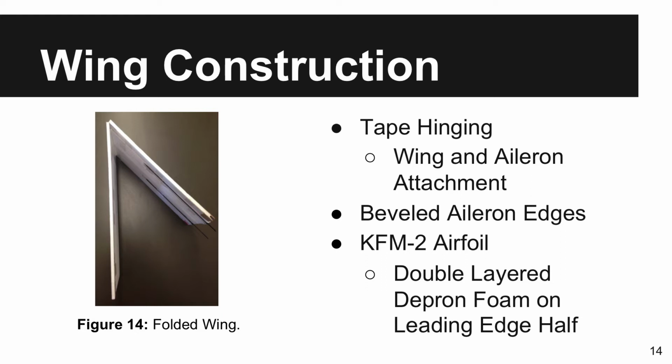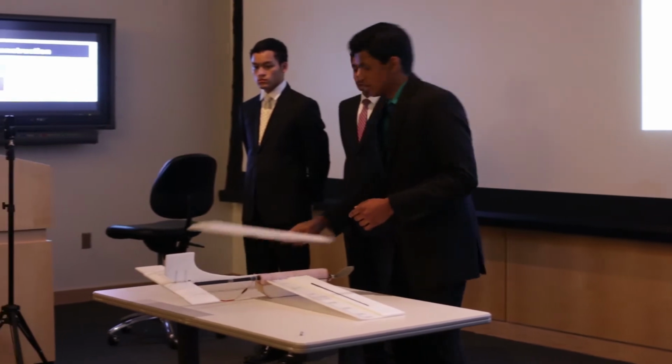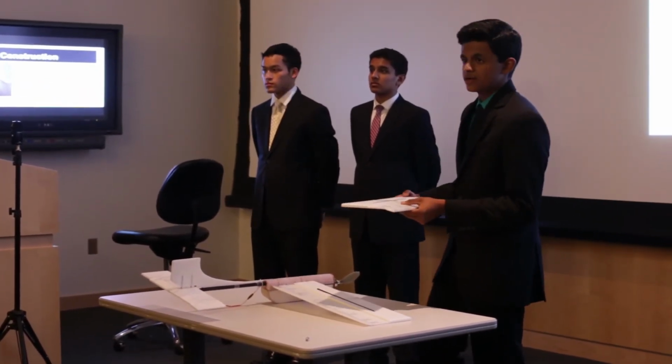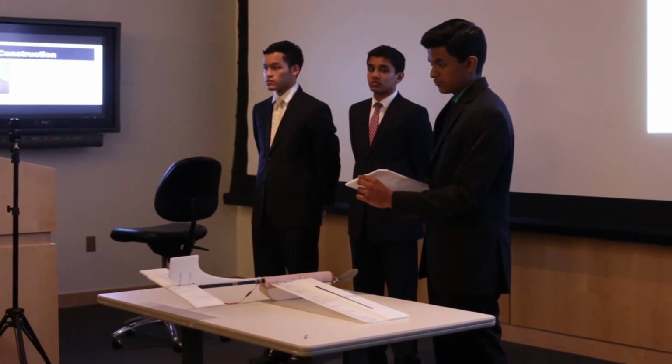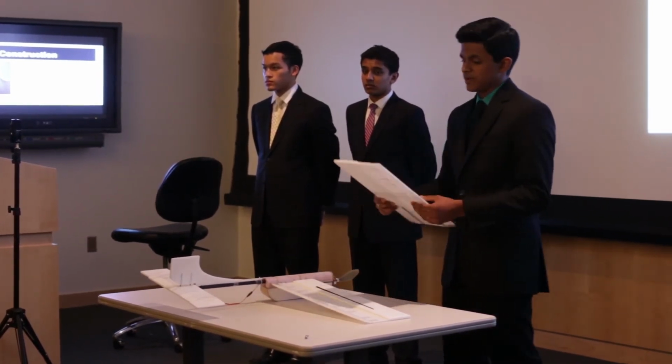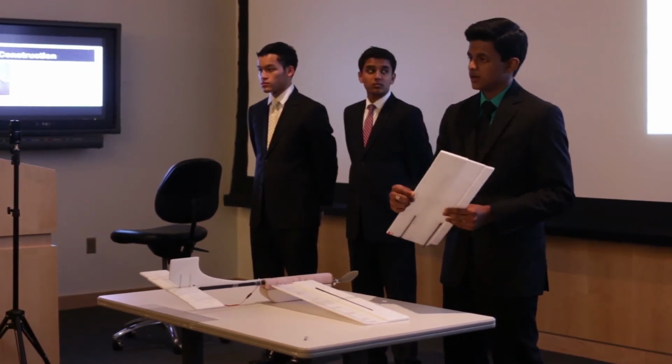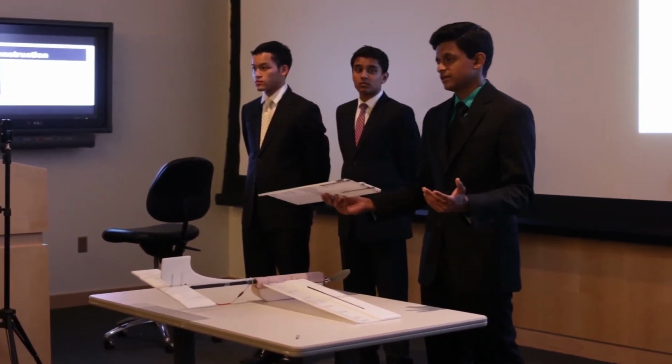The KFM2 airfoil, as you can see here, we double-layered the Depron foam on the front and single-layered it in the back. This created a 12mm layer in the front and a 6mm layer in the back. Additionally, we sanded down the front leading edge of each wing in order to allow the plane to cut through the air more freely.